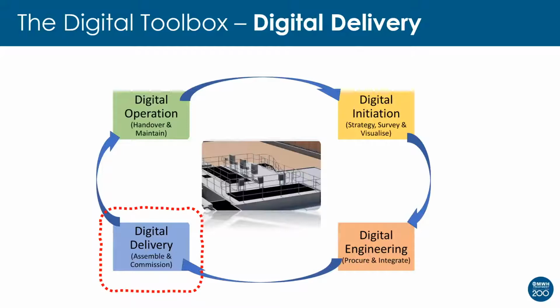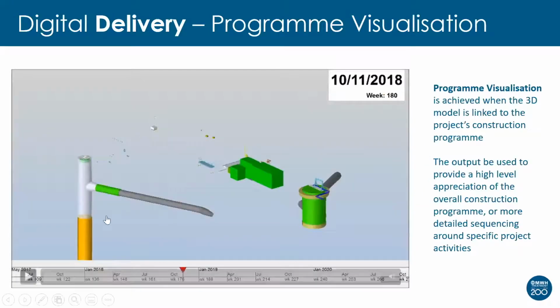So digital delivery during the assembly and commission stage. If you remember back onto the BIM wedge, this is the shift now out of that engineering space right across the project life cycle. I'll just play this here.